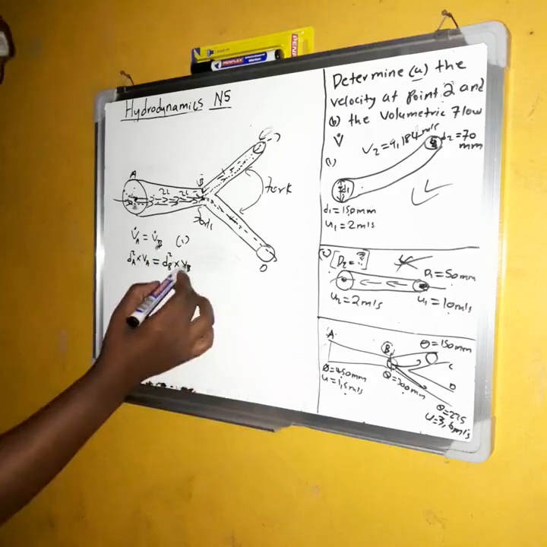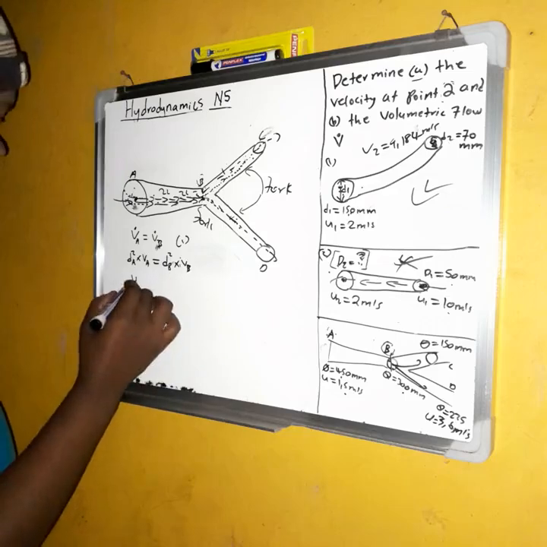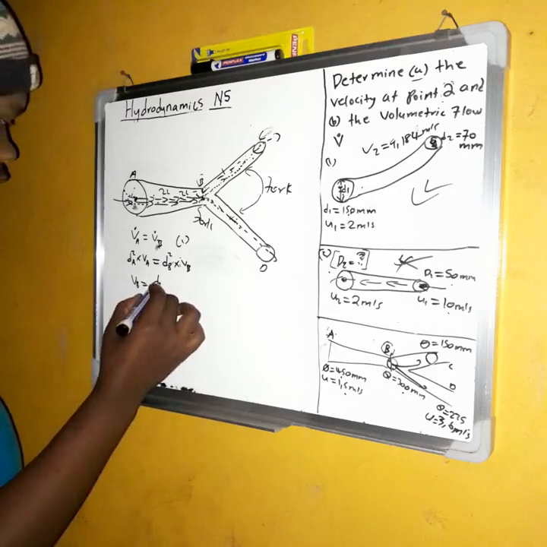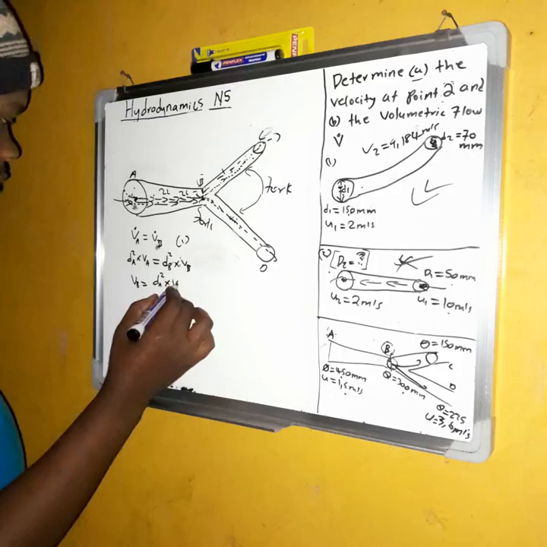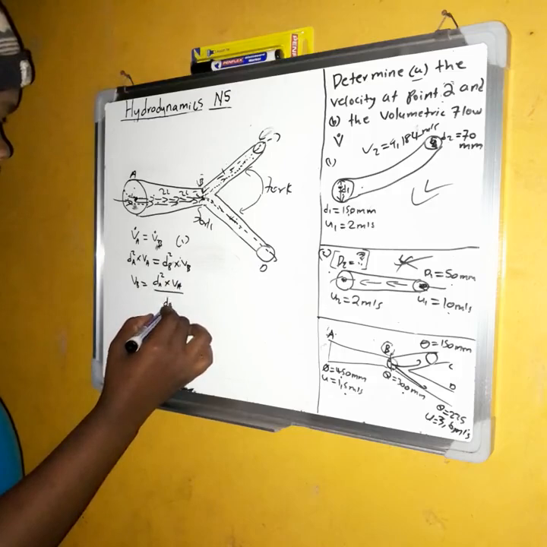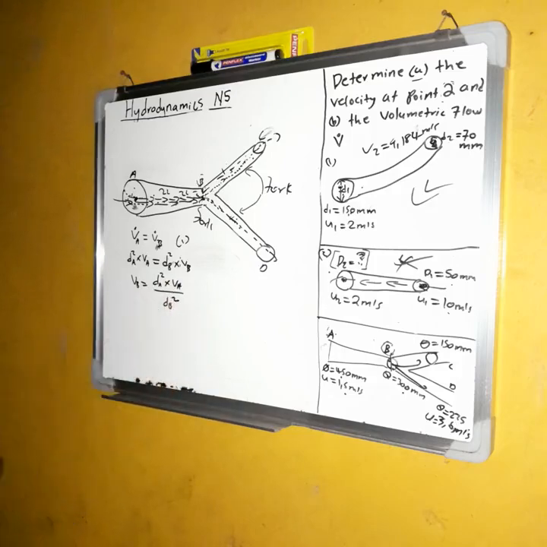But I want the velocity at B, so make velocity VB the subject. This will be dA squared multiplied by VA, divided by dB squared. See that? This is not hard, is it? Nothing difficult there. Then you substitute.